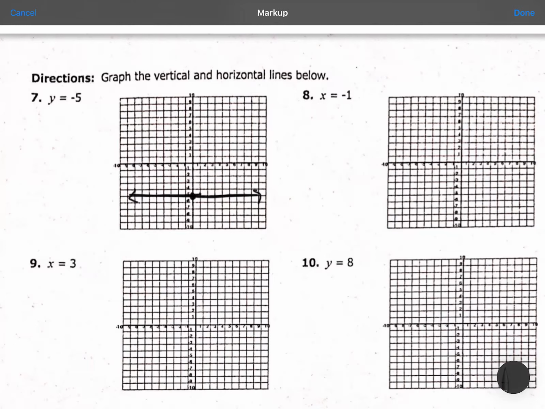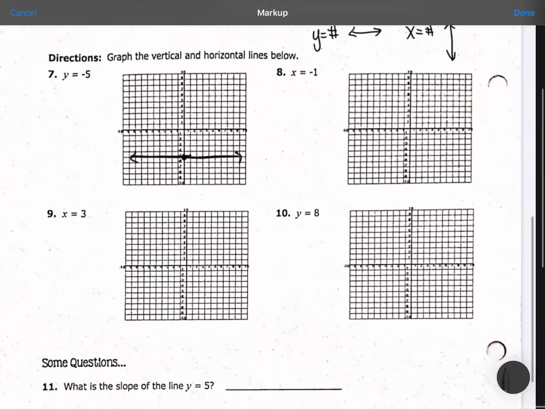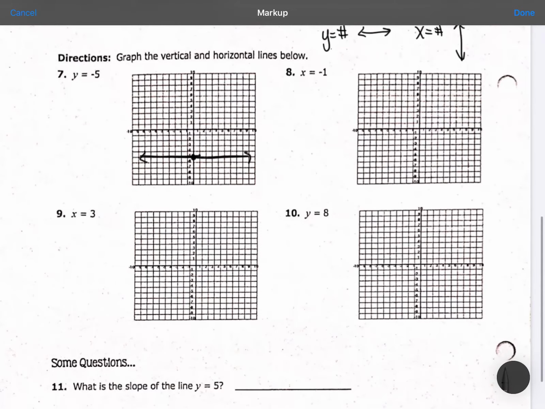So you know that y equals a number is horizontal. X equals a number is vertical. So if you want to now, pause the video and try number 8, 9, and 10 to see if you get your lines correct, and unpause it and see how you did.